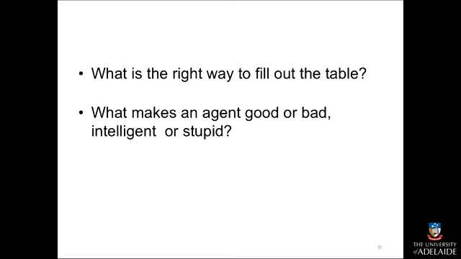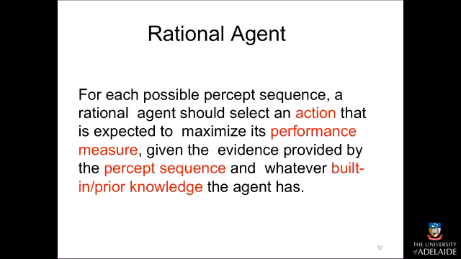So what's the right way to fill out this table? What's the right way to map from percepts to actions? How do we go about designing our agent so it does something sensible? What makes an agent good, bad, or intelligent, or stupid, or what? So I talked about the idea of rationality and that we were going to use that definition throughout this course. So a rational agent, or an ideal rational agent, is one that for each possible percept sequence, a rational agent should select an action that is expected to maximise its performance measure given the evidence provided by the percept sequence and whatever built-in or prior knowledge the agent has.